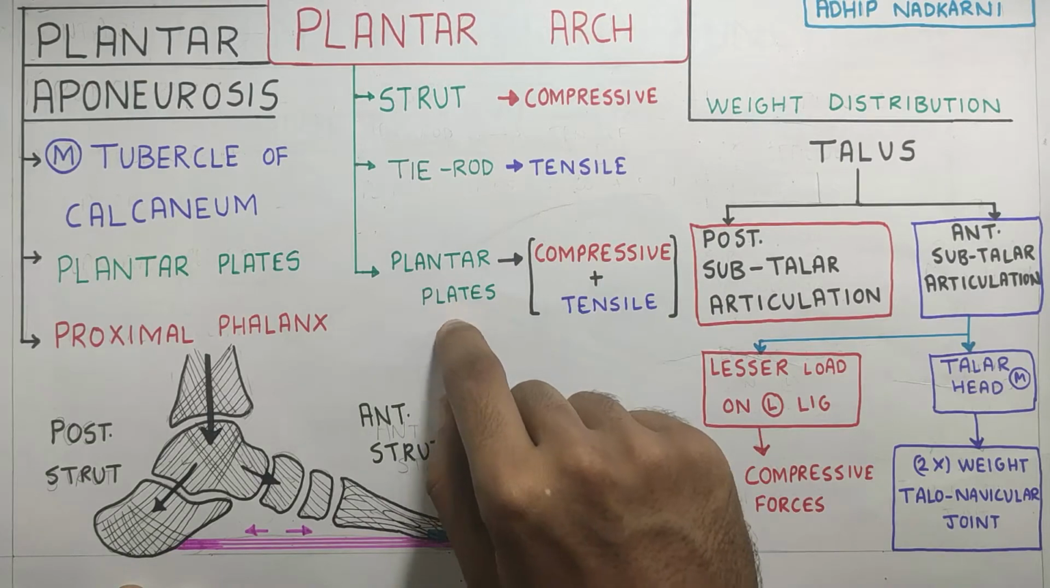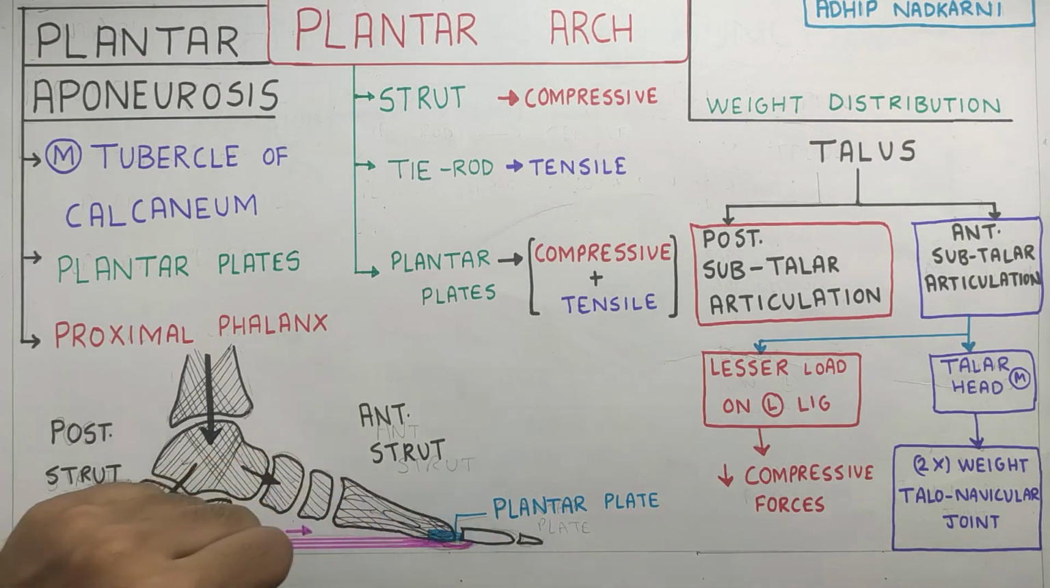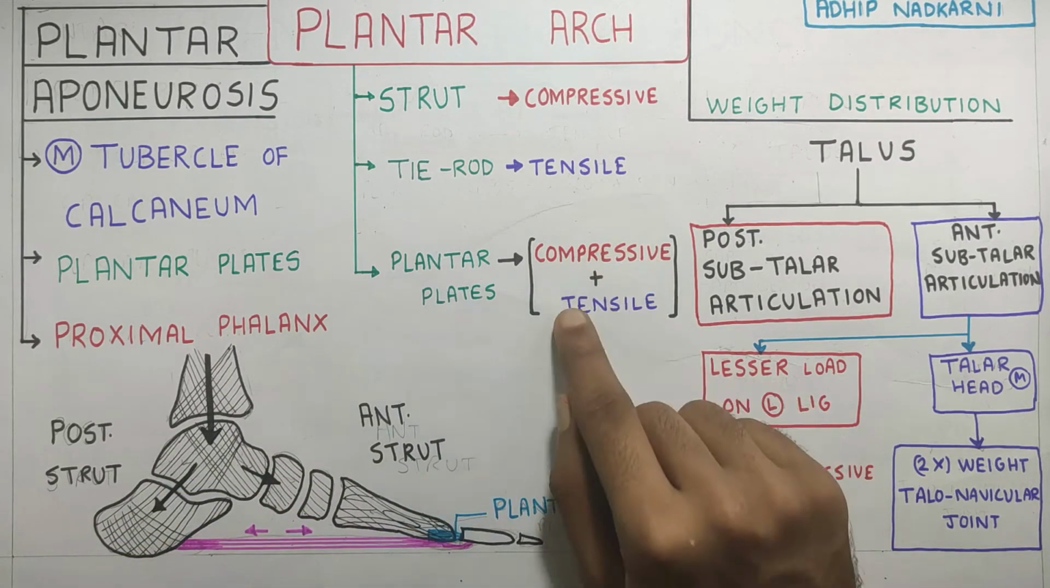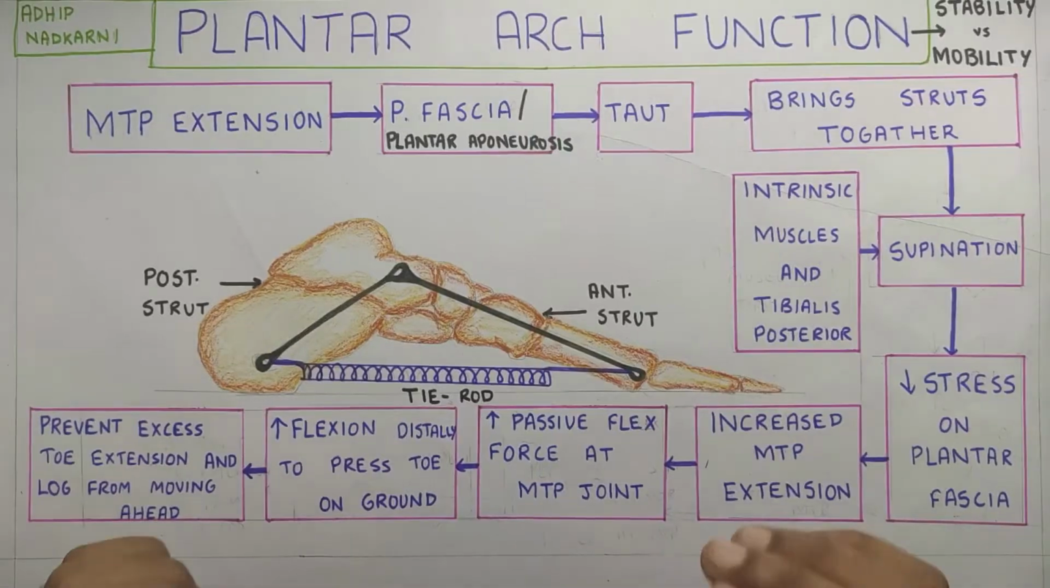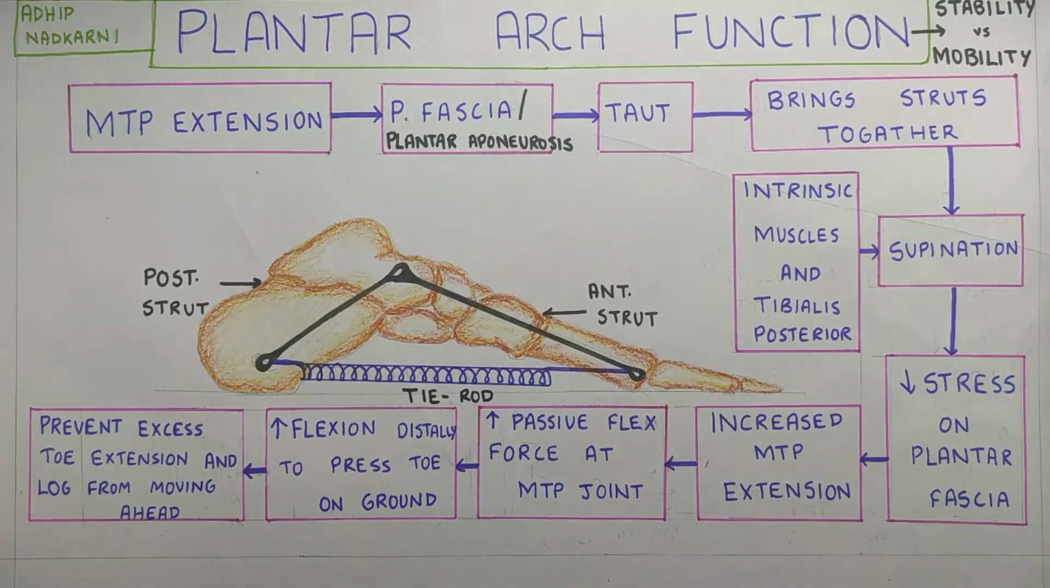Whereas the plantar plates, if you see, which are present over here, the body weight is also falling on them, as well as they are getting pulled by the plantar fascia. If you see, the plantar fascia will pull the plantar plates, hence they undergo both compressive as well as tensile forces. Let us see how plantar fascia helps to provide stability to the ankle joint.